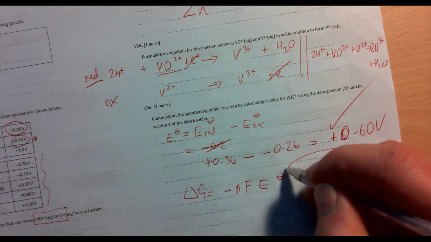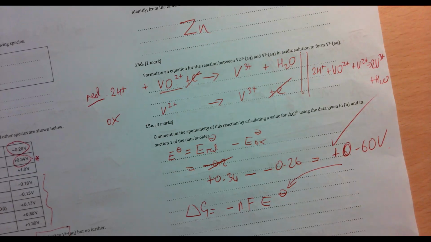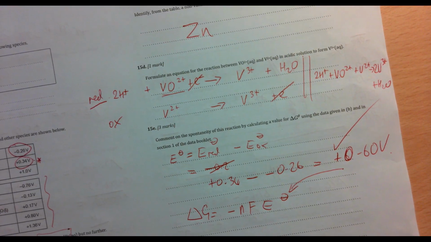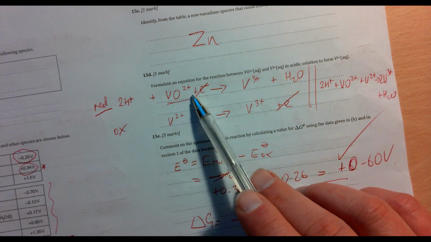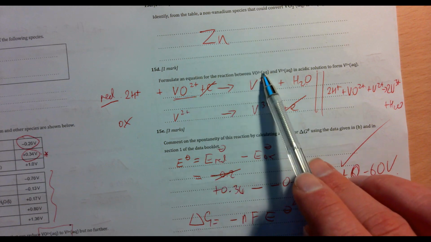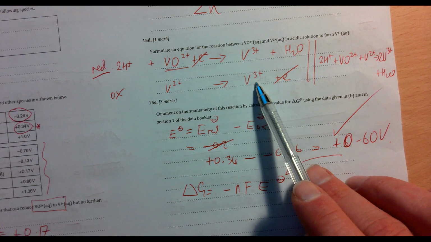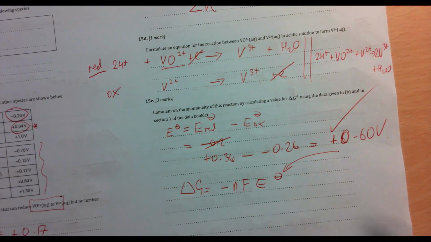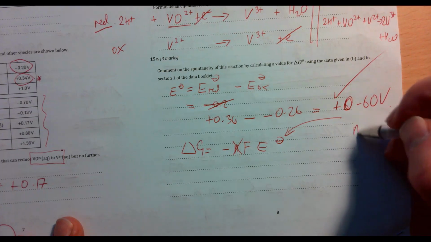We know that value. Let's think about how many electrons are transferred here, and lots of us struggled with the number of electrons transferred for some reason. We've gone from VO2 plus to V3 plus. It's a 1 electron change, and V2 plus to V3 plus 1 electron change. There's 1 electron transferred, so n is equal to 1.